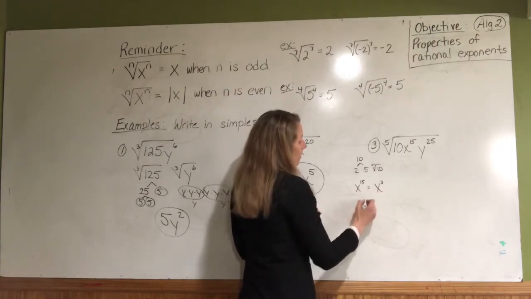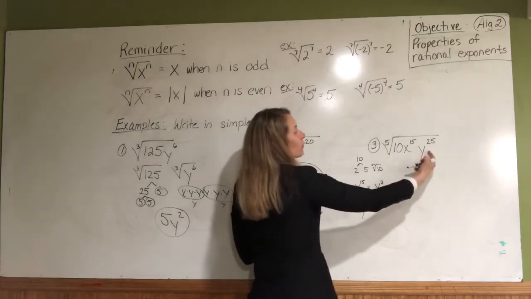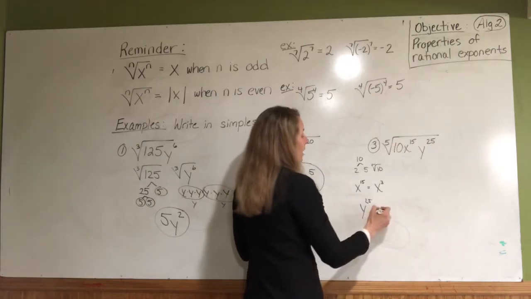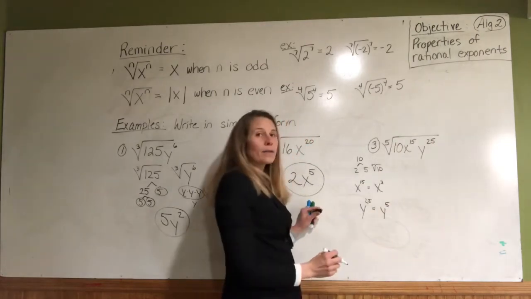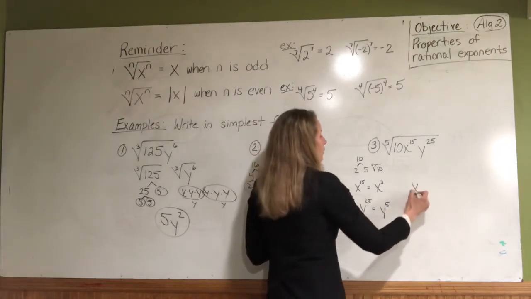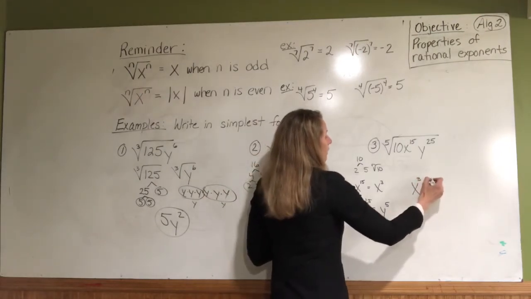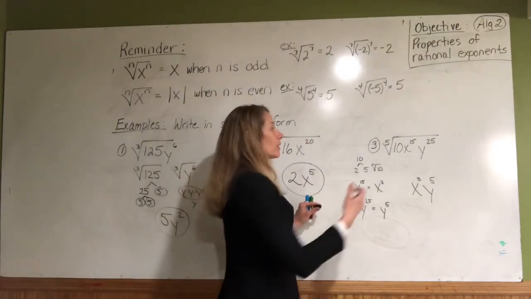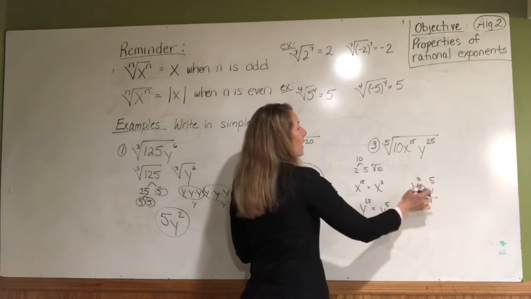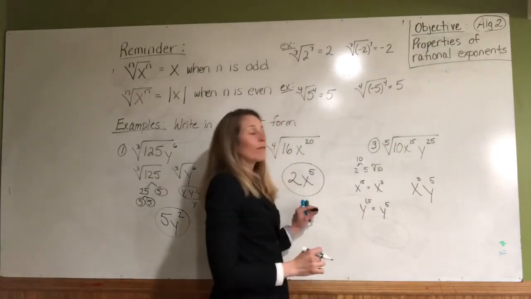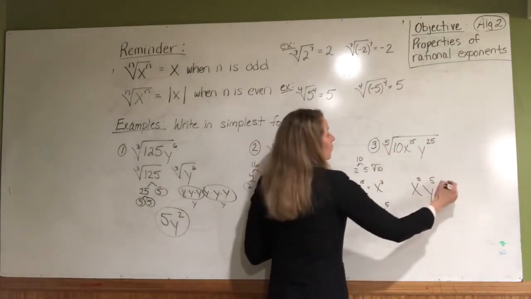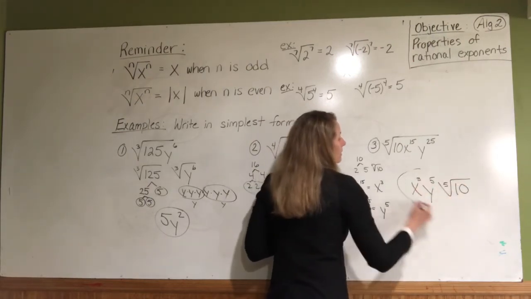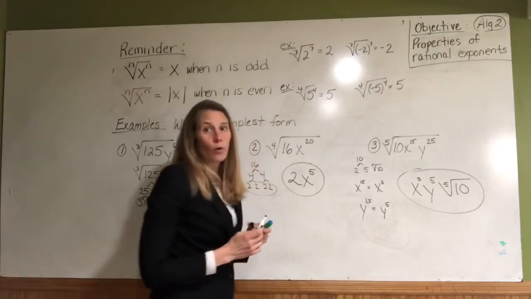And then the y, I have 25 y's. How many groups of 5 y's can I get? Well, 25 divided by 5 is 5. So I'll have y to the 5th. Now, the x cubed and the y to the 5th are just normal variables now. They're not inside the radical any longer because we divided the 25 by 5 and got 5. The 15 was divisible by 5 and got 3. But the 10, we were not able to take anything out of there. So that part stays inside the radical.